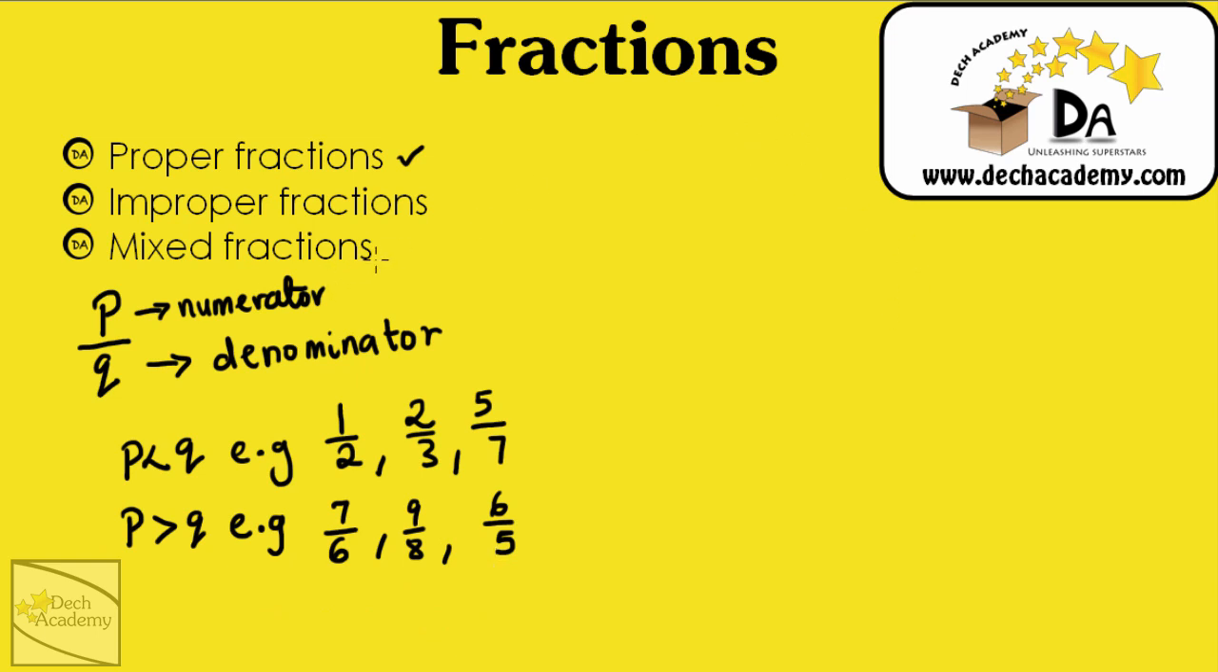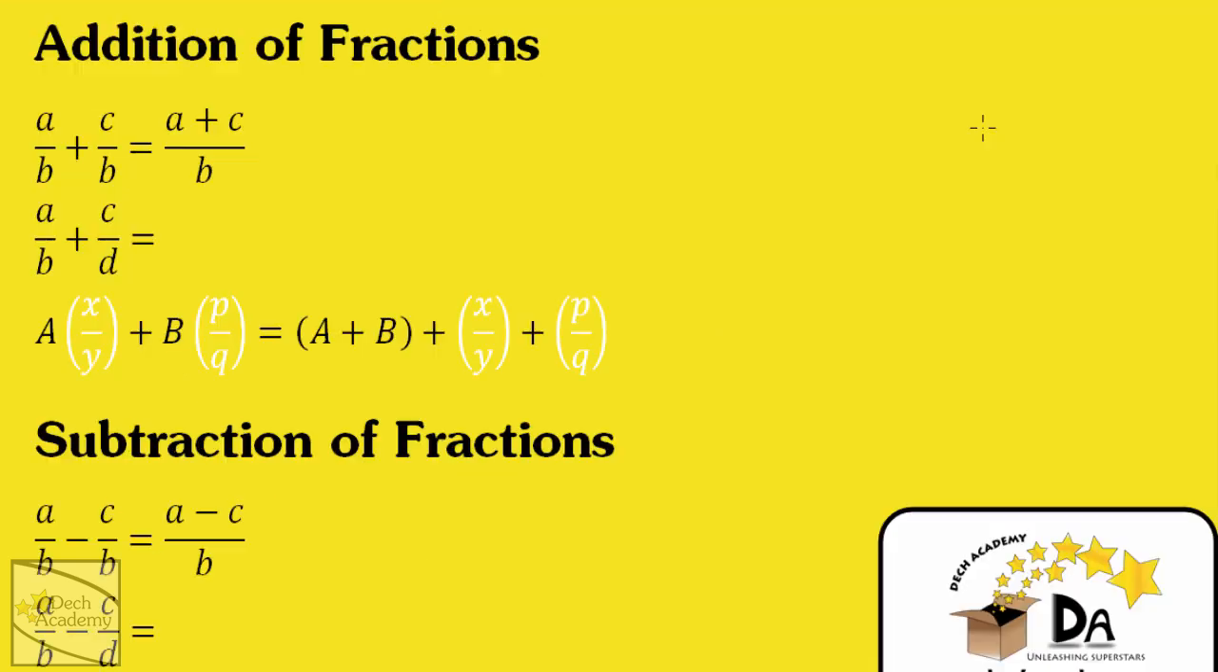A mixed fraction is simply a fraction of the form w, p over q, where w is simply a whole number and p over q is simply a proper fraction. For example, 1, 2 over 3. So the first operation on fractions we're going to look at is the addition of fractions.